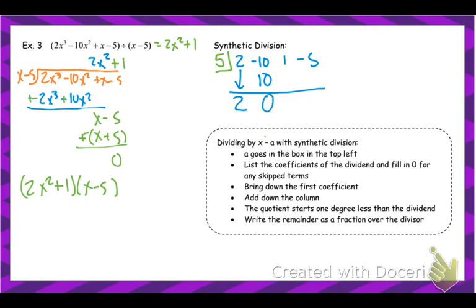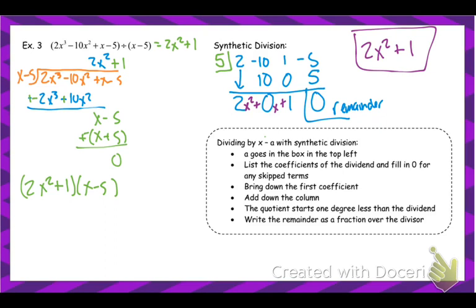Then I'm going to add down the column. And then I'm just going to keep doing this process until I get to the end. So 0 times 5 is 0, add down the column. 1 times 5 is 5, add down the column. So the way this works, the last number that you get is the remainder. The other numbers you get are the coefficients of the quotient. Those coefficients start 1 degree less than the original dividend. So the original was x cubed, so this would start at 2x squared. So 2x squared plus 0x plus 1. So my quotient would be the same thing I got with long division.